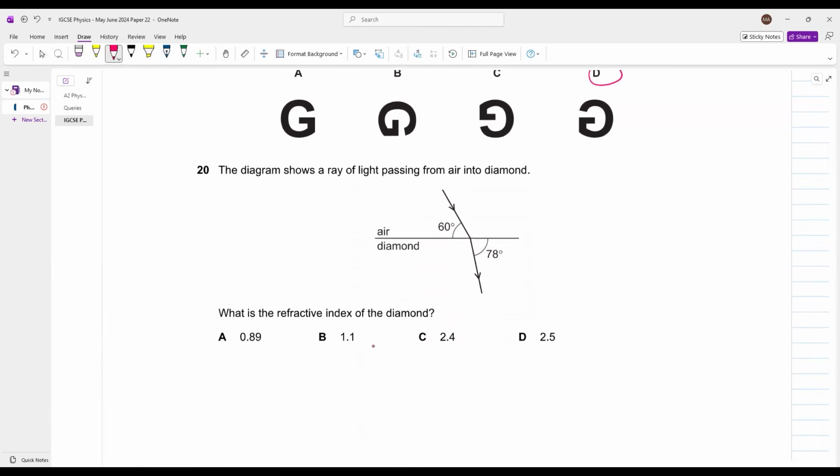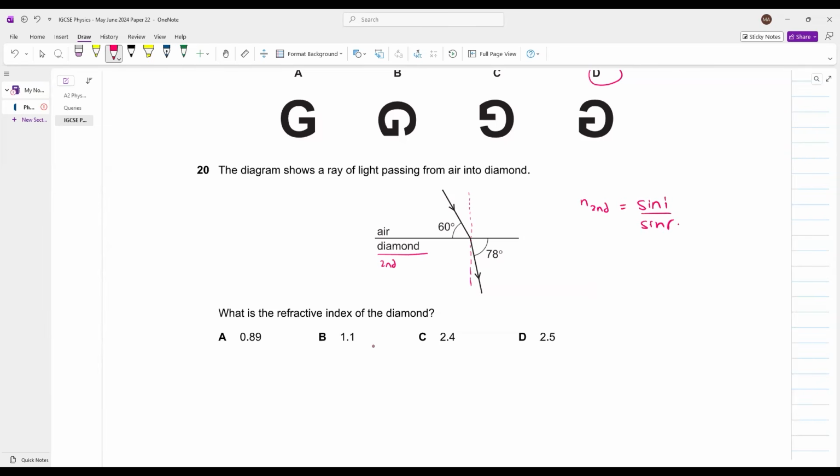Okay, the diagram shows a ray of light passing from air into diamond. What is the refractive index of diamond? Easy peasy. First of all, make a normal here. Can you realize diamond is the second medium? Whenever you have to calculate the refractive index of the second medium, which formula do you apply? Sine I over sine R.